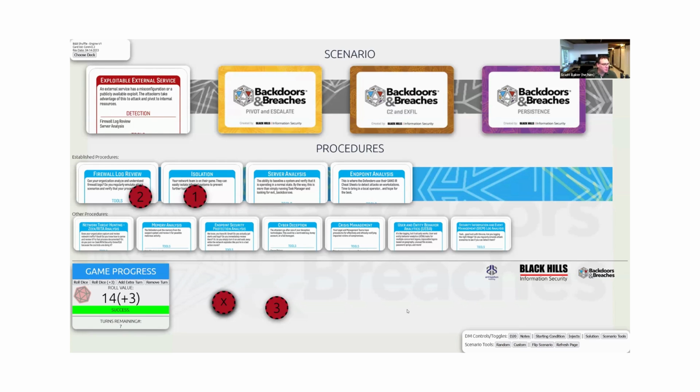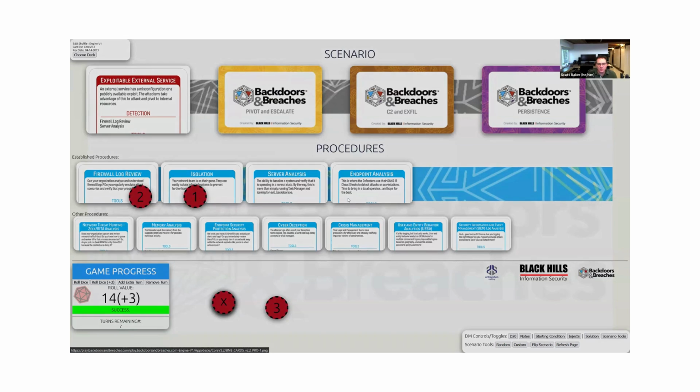Anybody who's voting for SIEM want to defend the choice or talk more to it? Another +1 for server. Another +1 for server. We have 1 vote for endpoint analysis. Server analysis again seems to be winning. Okay, why don't we try that one again?